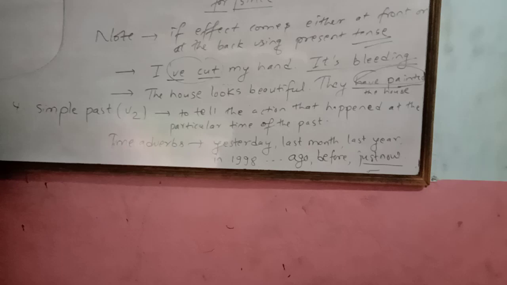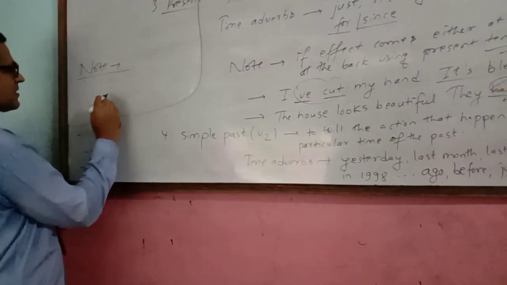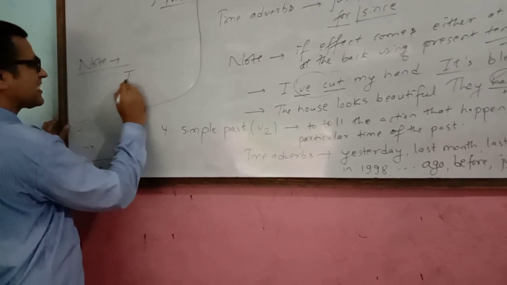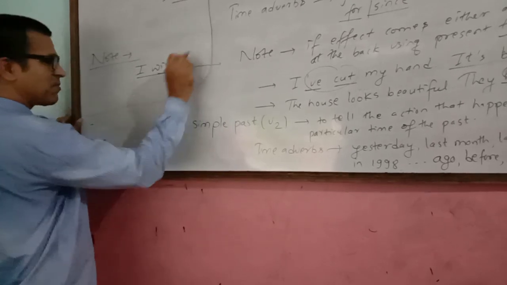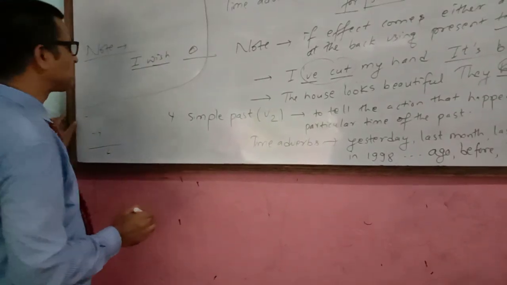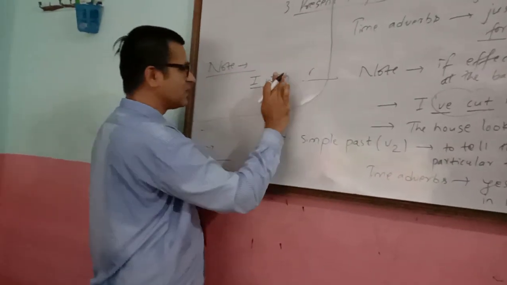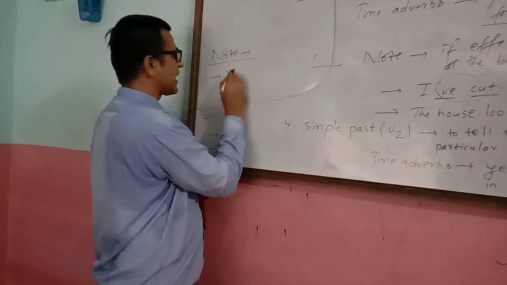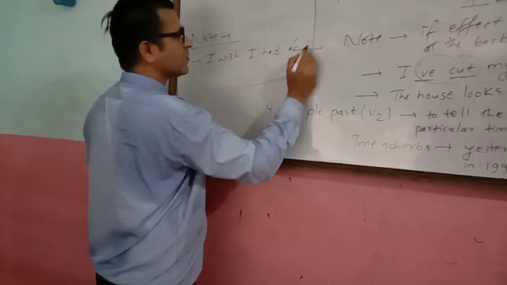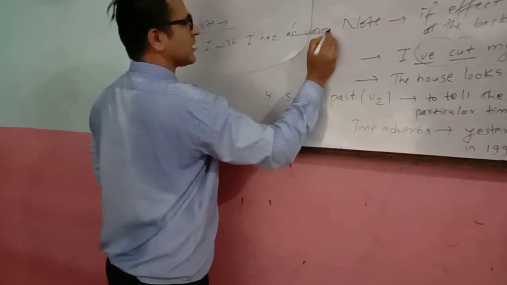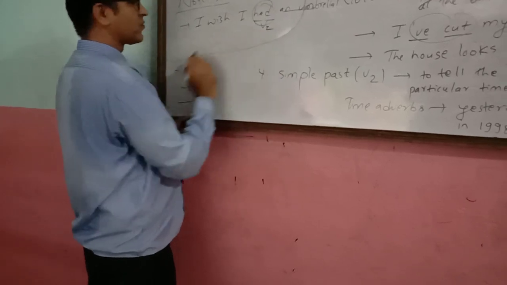And don't forget one thing, in case of simple past, note, for example, in wishing sentences, I wish might come. The remaining structure will be the simple past. Okay. For example, I wish I had an umbrella. What comes like that? I wish I had an umbrella during rainy season. For example. Okay, this is V2 only.